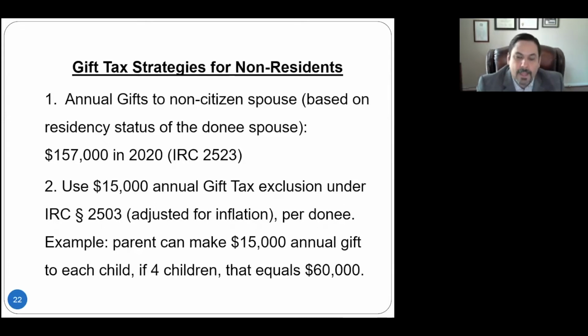All right. So in addition to the annual gift tax exclusion, non-US residents can give to their spouse, who is also a non-citizen, $157,000 per year. That's scaled for inflation. That's the current amount. So if you have a non-resident married couple and they want to make gifts to each other while they're alive, again, they have a super annual exclusion of $157,000.